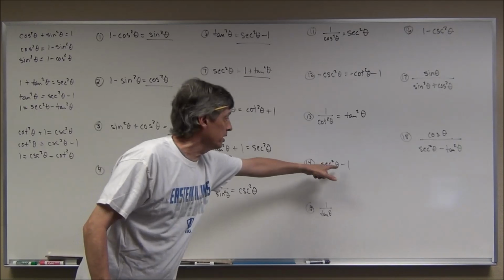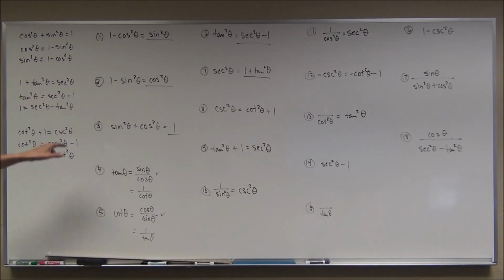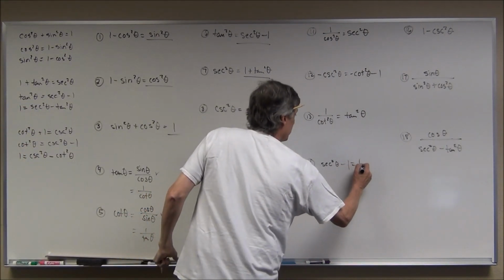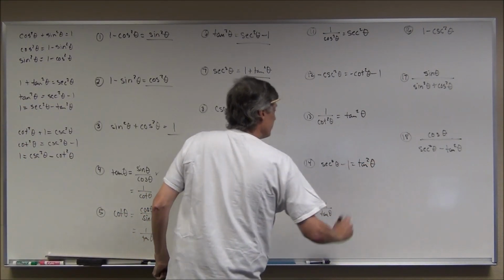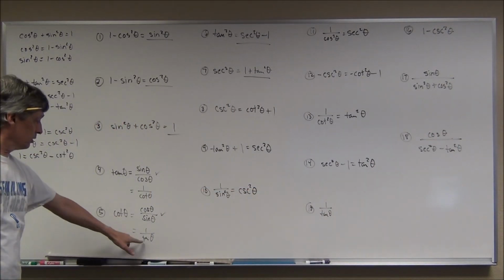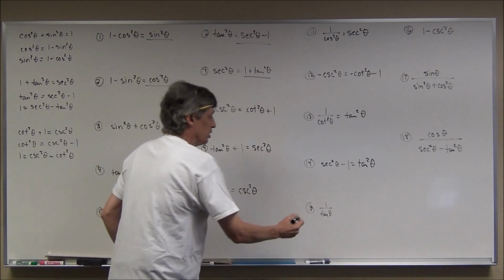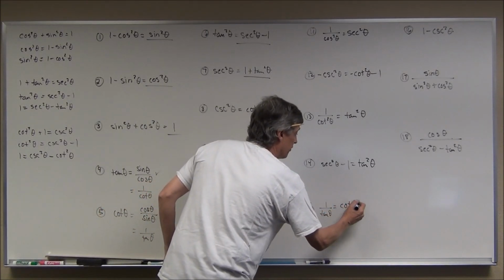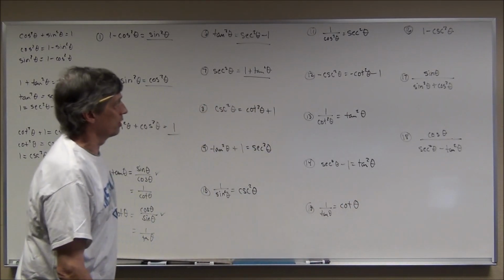Now secant squared theta minus 1, I think we've got that guy. There he is. Secant squared theta minus 1. It's equal to tangent squared theta. Tangent squared theta. Very nice. 1 over the tangent of theta. We said that cotangent is 1 over the tangent of theta. So this is equal to the cotangent of theta. And that's probably as simple as he wants it there as well.